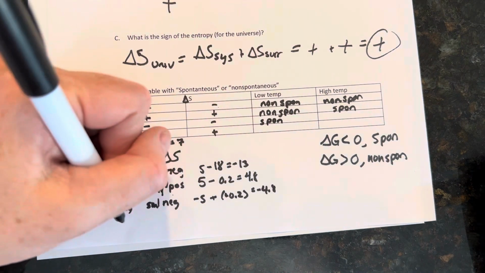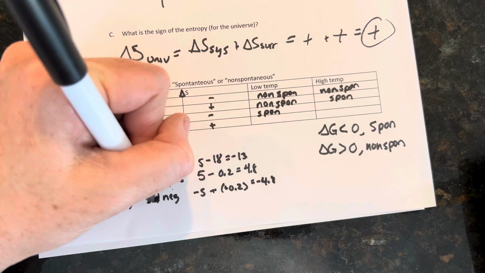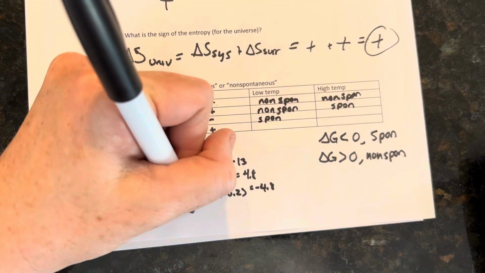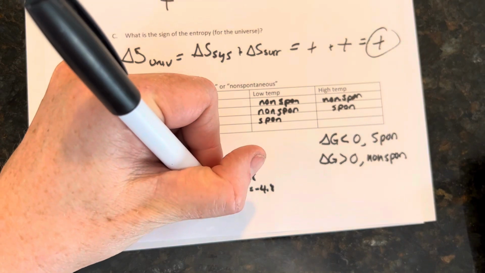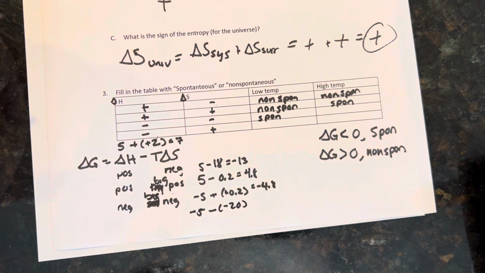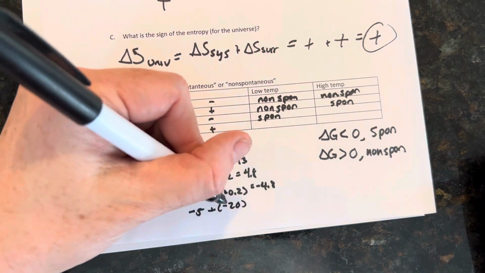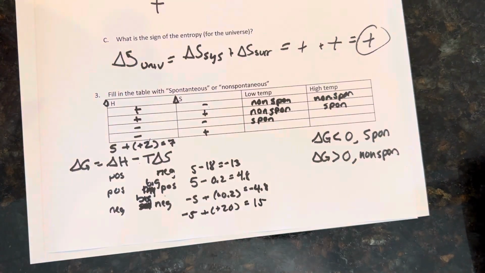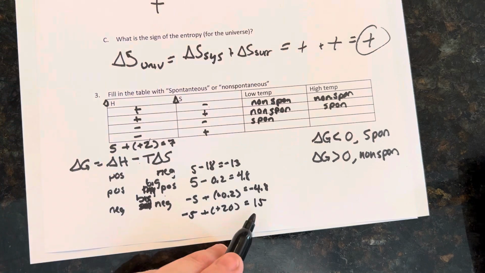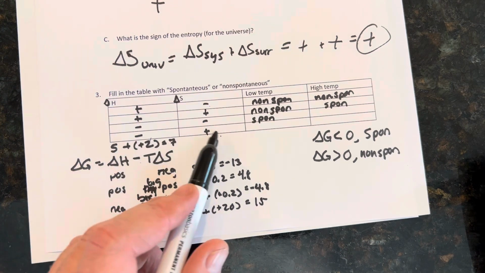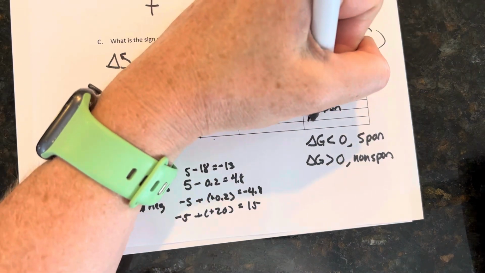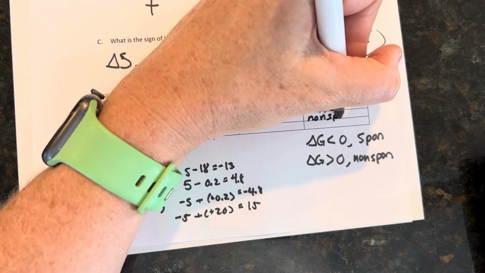But if you have a negative and you subtract a big negative, for example, -5 minus a -20, that's the same thing as adding a positive, and you get a positive 15. In other words, the result would be positive. So as you add heat to something that has these conditions, the negative and the negative, you're going to make it more non-spontaneous.